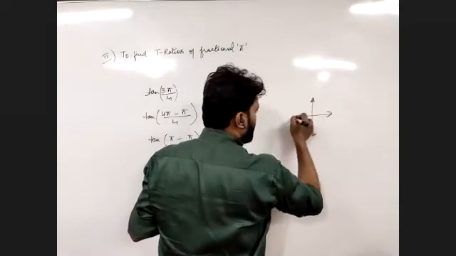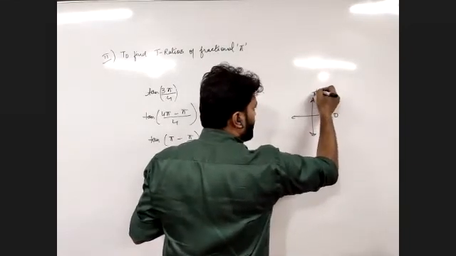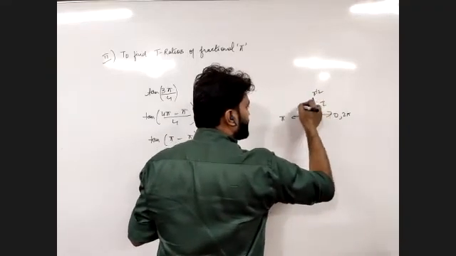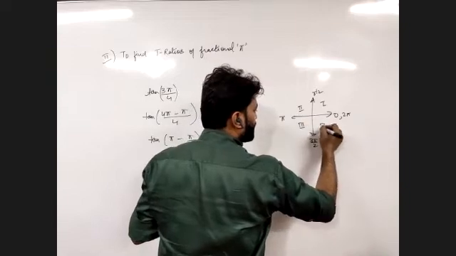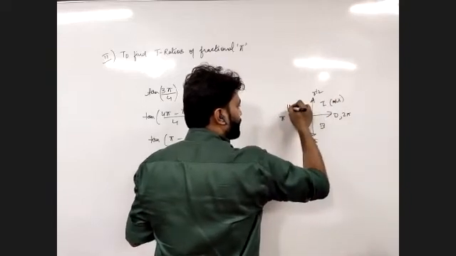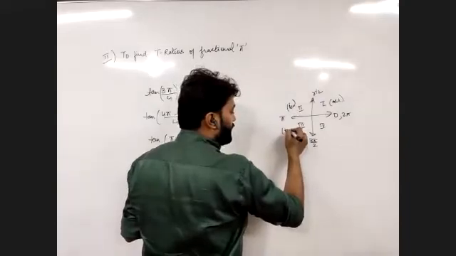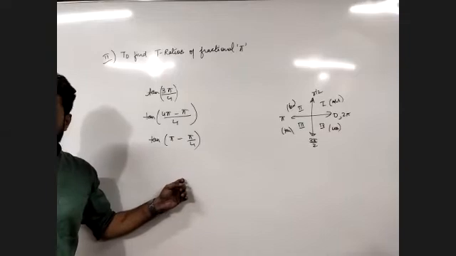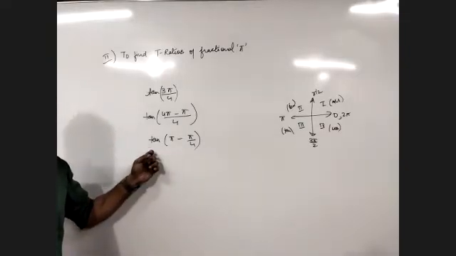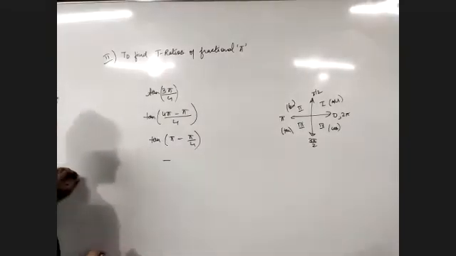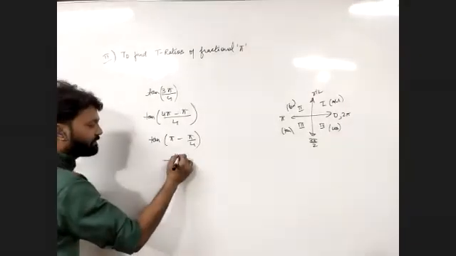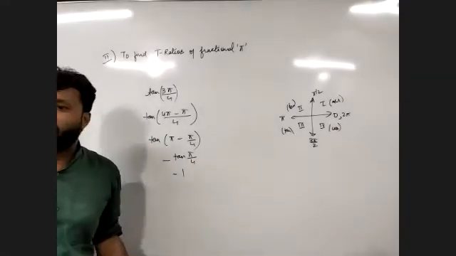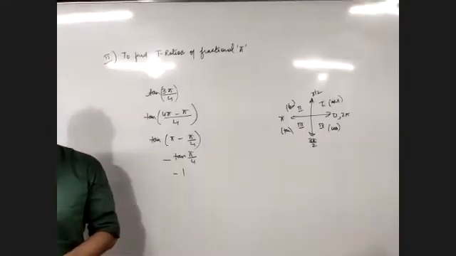Quadrant concept in terms of pi: 0, pi by 2, pi, 3 pi by 2, 2 pi. First, second, third, fourth: all, sine, tan, and cos. Now see, pi minus: which quadrant? Second. Tan will be negative, function same. So this will be tan pi upon 4, which is 45 degrees, and that is 1. So the final answer is -1. Is it clear?